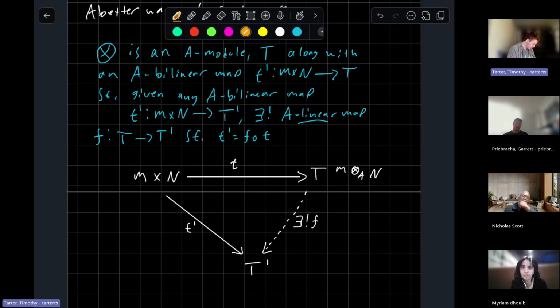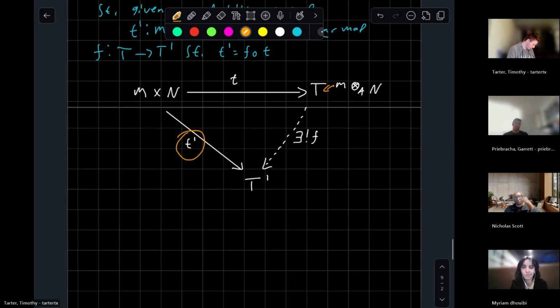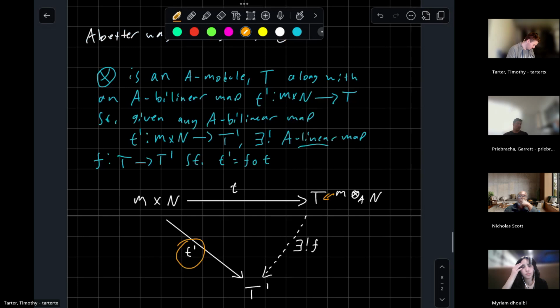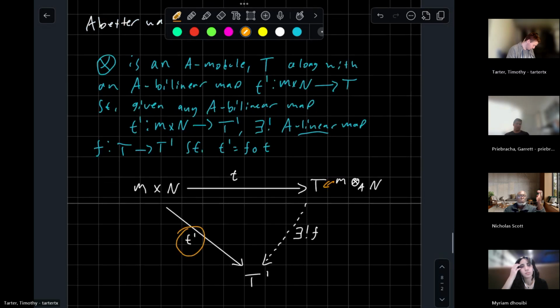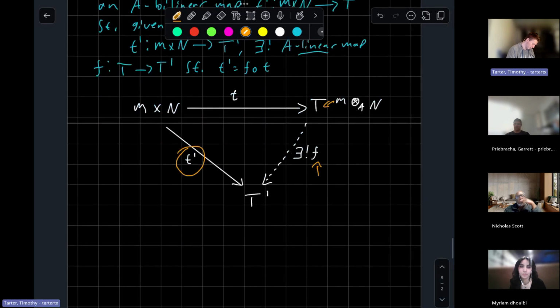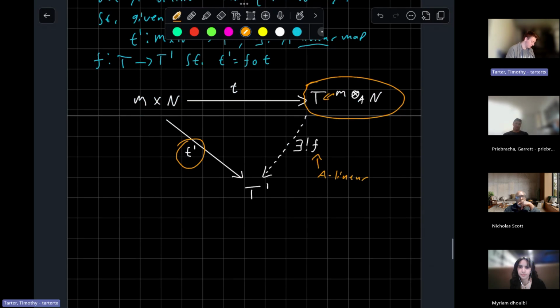So the thing that is the tensor product is this A module T along with the bilinear map T prime. So this is a linear map, and these two components are the tensor product. So T and T prime little are the tensor product categorically.